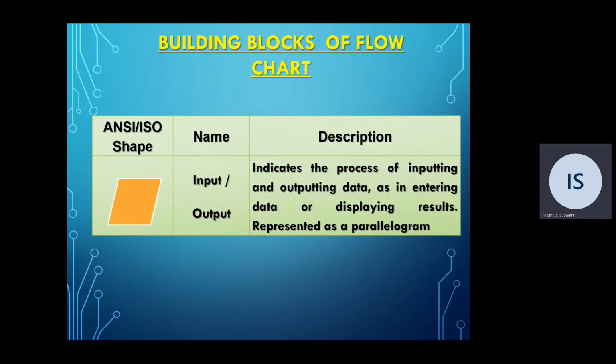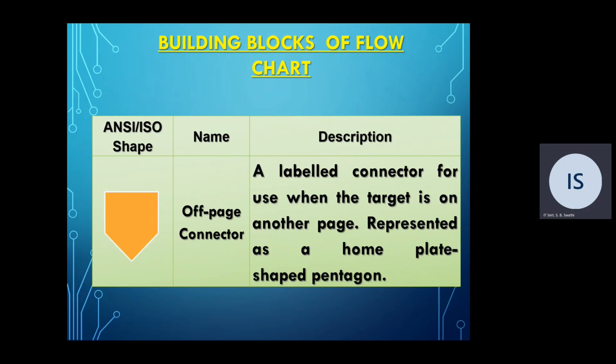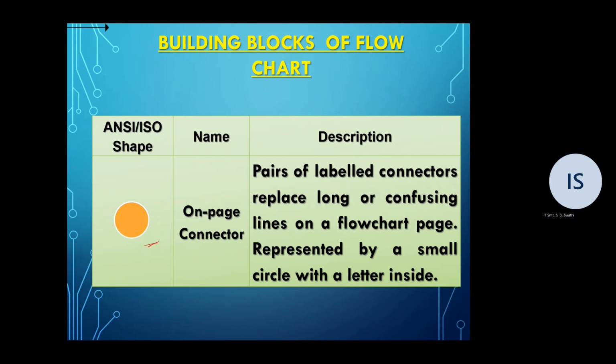And then input and output can be represented using this symbol, which is a parallelogram. And the last one is the connector. Sometimes the flowchart goes very long and we need to write it on multiple pages. Then connectivity from one page to another can be given using this one-page connector. And this is one more connector, used when the target is on another page. And this is for labeled connectors.